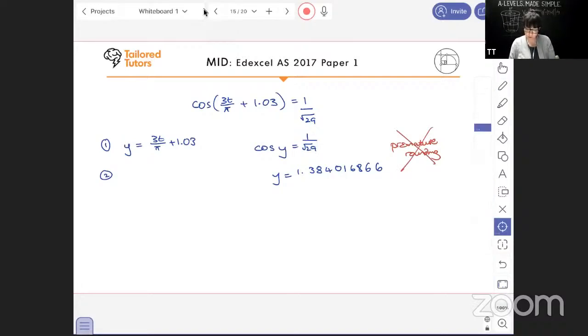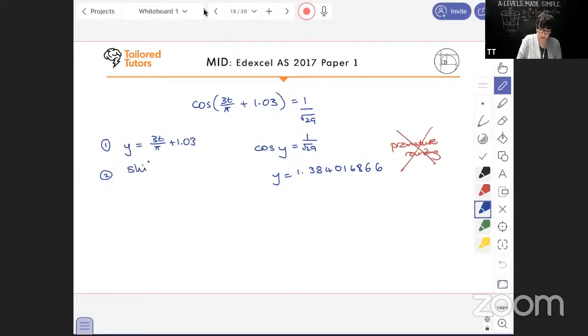Because if you want your final answer down here to be right to 2 decimal places, then you need more than 2 decimal places here. So that's step 2, that's easy. You go shift cos to get solution 1. And the beautiful thing about this method is that there's only ever 2 solutions. Once you've got those 2, you're basically finished, okay?